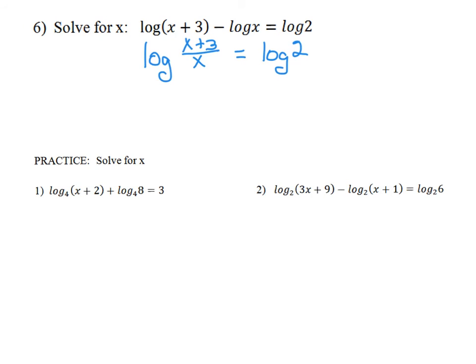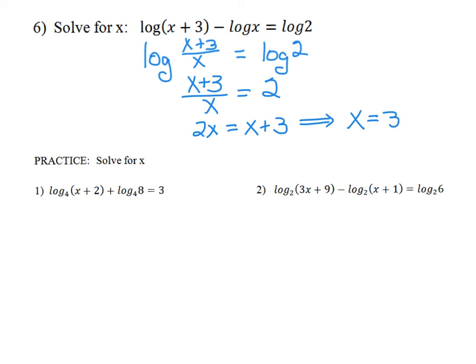Now again, when I see that I've got a log on the left side and a log on the right side, that means that x plus 3 over x must equal the answer 2. This is just a proportion, so I can cross multiply. 2x is equal to x plus 3. If I subtract x from both sides of the equation, that gives me the solution x equals 3.